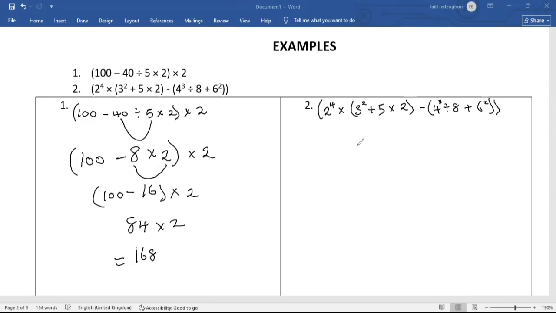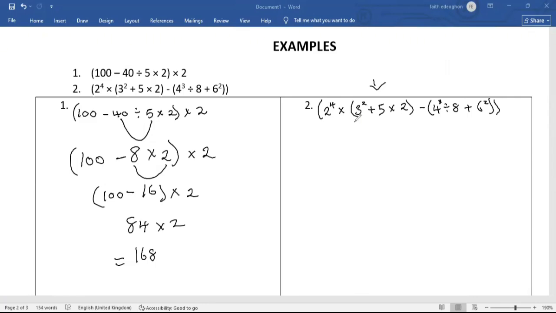Remember, you start with your brackets, but we have brackets inside brackets. So you start with the brackets inside the bracket. So let's do this first bracket here. In this first bracket, we have addition, we have multiplication, and we have an exponent. This 3 raised to the power of 2 is an exponent. So I'm going to do that first.